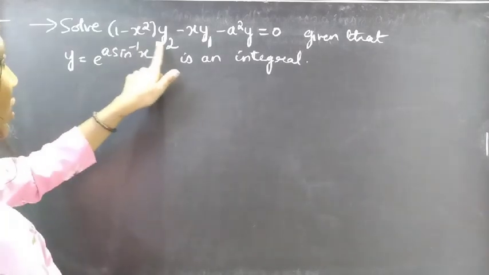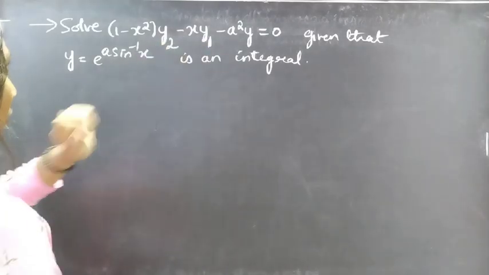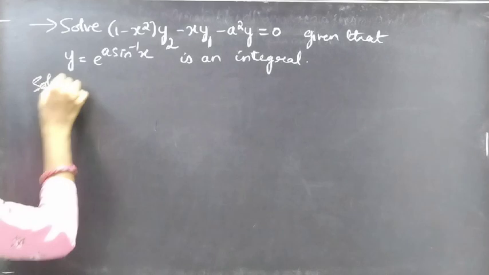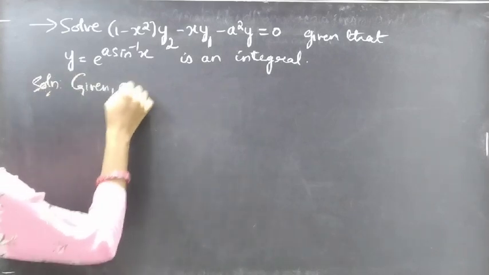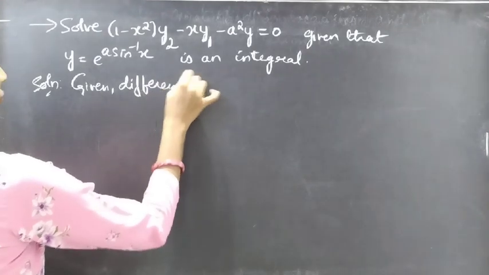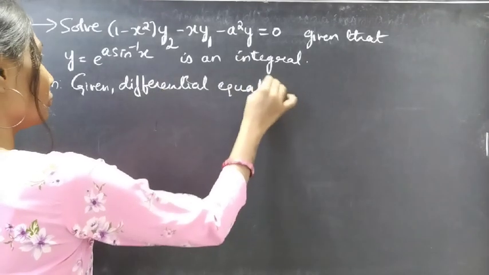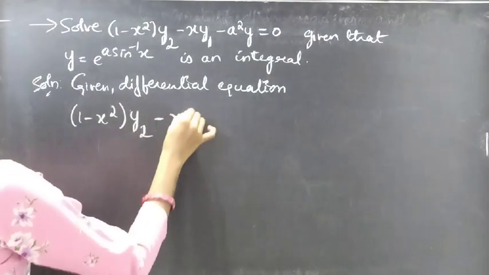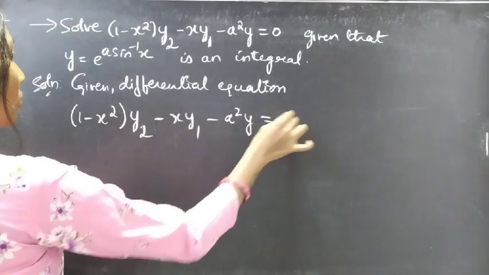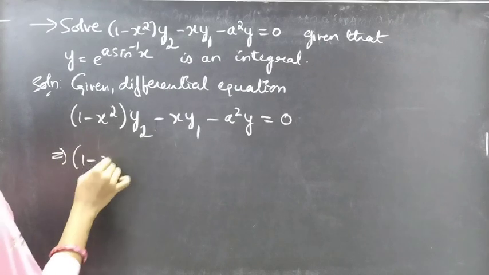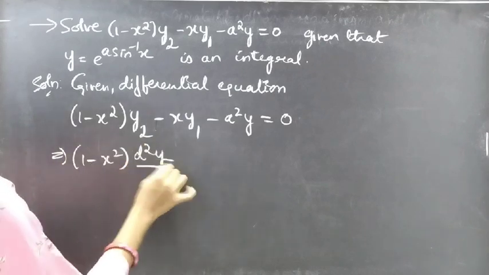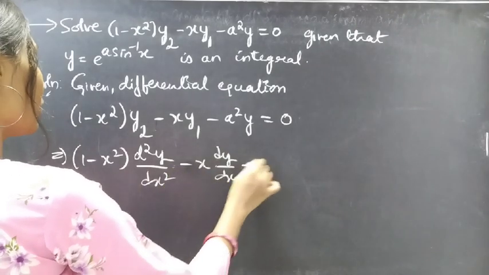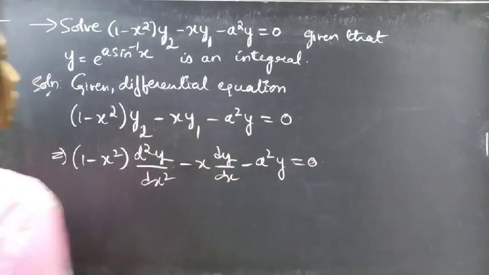Okay, and we are given a differential equation of order 2 having variable coefficients. Given differential equation: (1 minus x square) y2 minus x y1 minus a square y equal to 0, or we can write it as (1 minus x square) d square y by dx square minus x dy by dx minus a square y equal to 0.